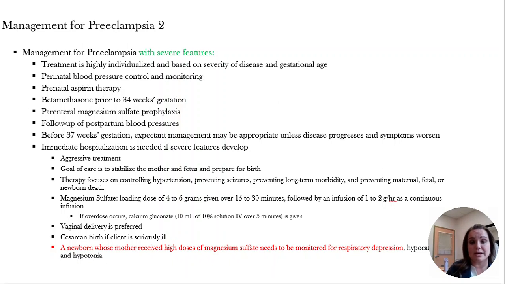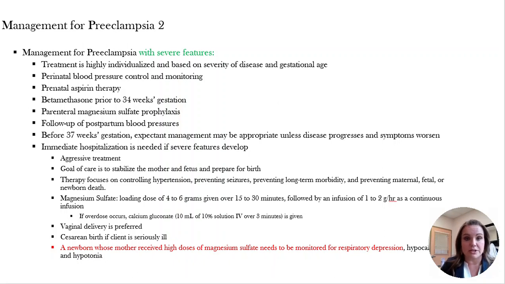Prenatal aspirin therapy has been shown to be possibly beneficial. Betamethasone before 34 weeks. Patients with preeclampsia with severe features, we anticipate will deliver a preterm baby. How preterm? That depends on how sick the mom is. But anytime we anticipate the delivery of a preterm baby, it's important that we administer betamethasone, which is a steroid, to mom, which then works to enhance fetal lung maturity.